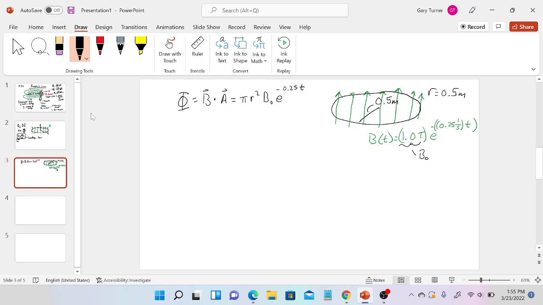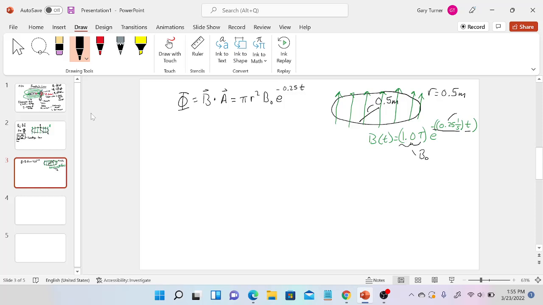Now I'm dropping the units on the 0.25. I'm assuming that we all understand it's 1 over seconds. It has to be 1 over seconds. Why? Because your exponential function has to be unitless, so these two units have to cancel out. So this is just a number, right? The 0.25 just indicates the rate at which this is going to decay.